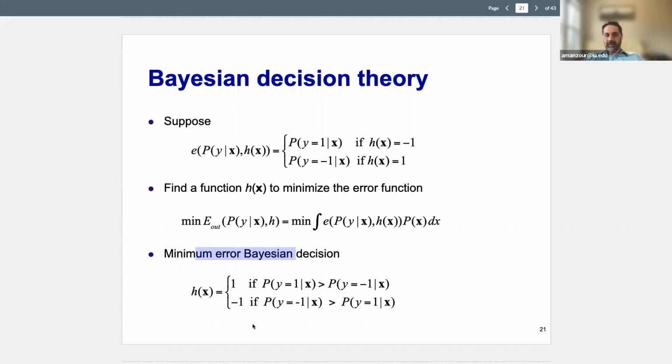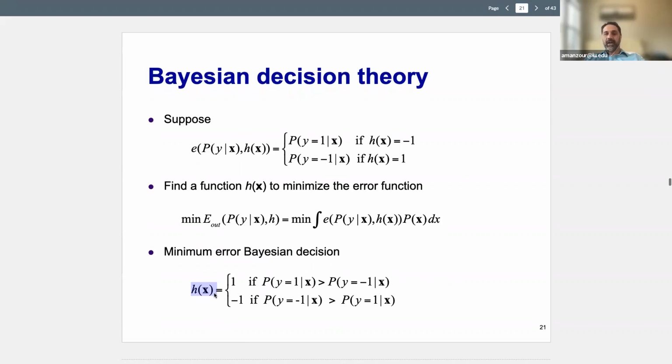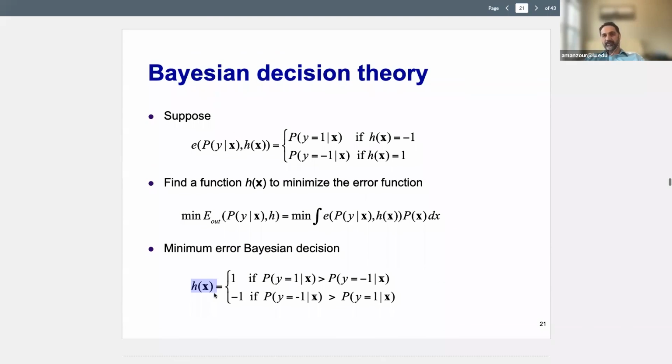So if anyone else comes and says, oh, I have another threshold that works better, that is not true. If you have the conditional probability distributions, that dictates basically the best decision. And that's the Bayesian decision. And it is optimum. The expected error would be minimum.